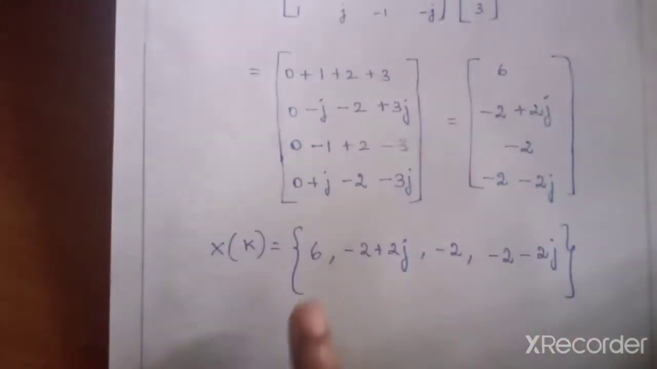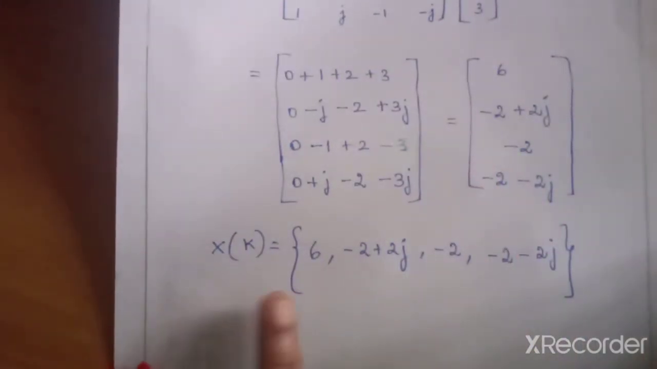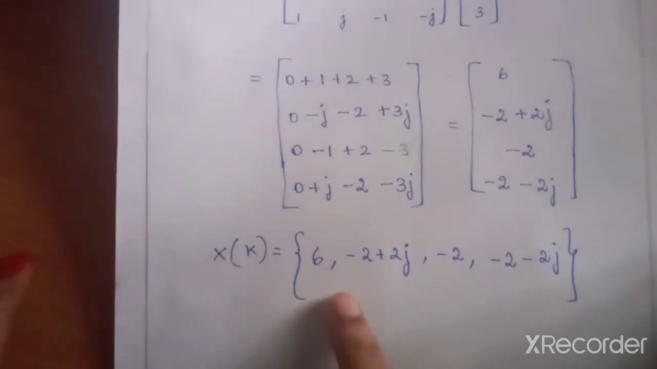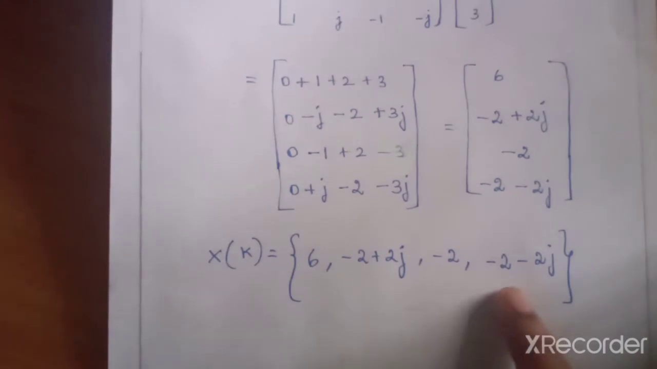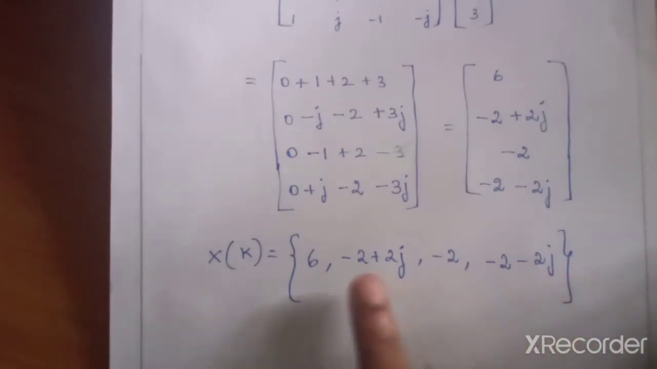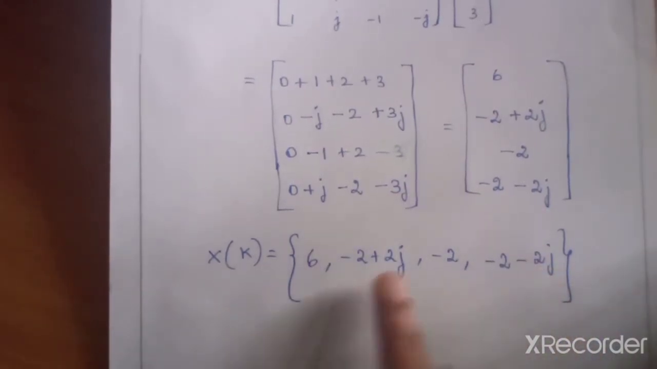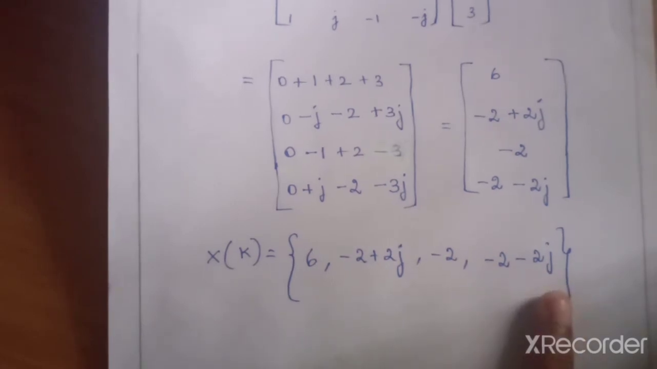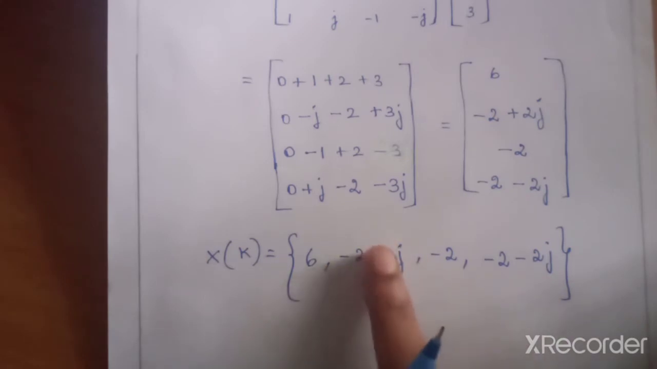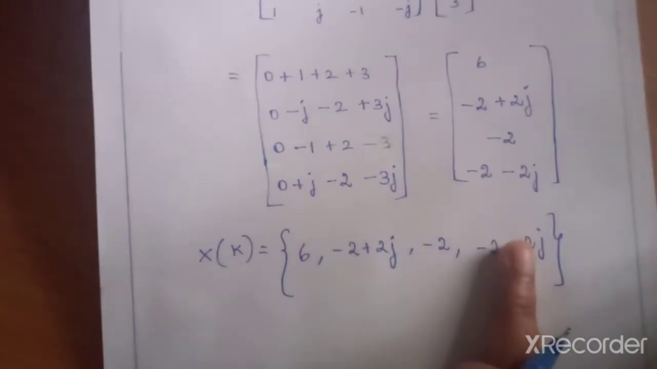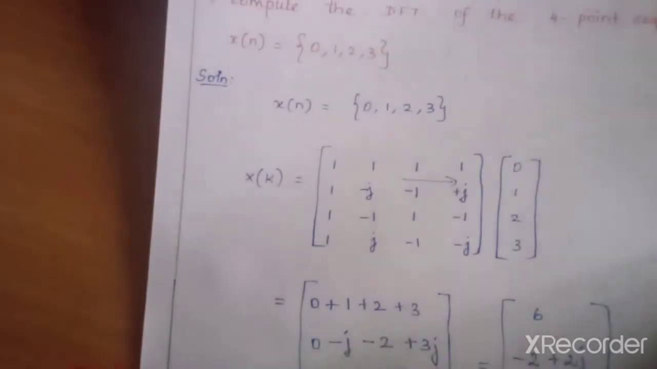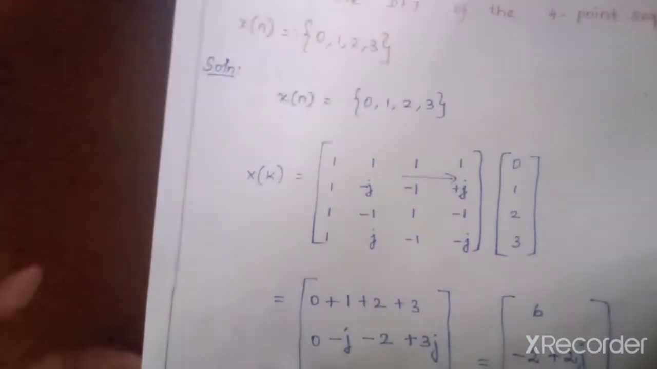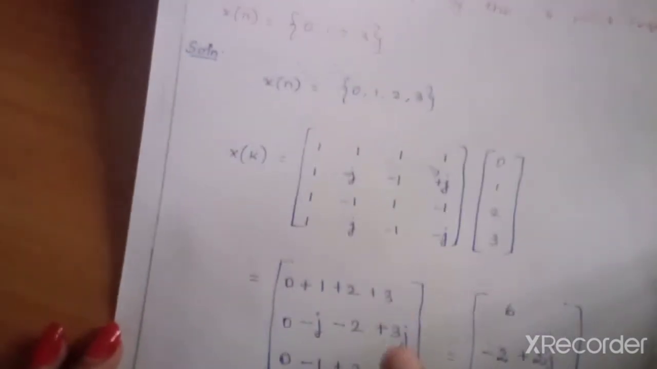We have the answer capital X of k equal to 6, minus 2 plus 2j, minus 2, minus 2 minus 2j. Also note that the second value and the fourth value have the same real part and the same imaginary part, the only difference being that they are complex conjugates. We have also solved this by using the direct method.